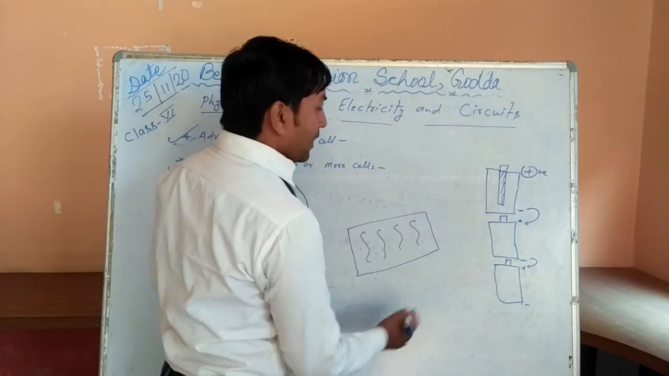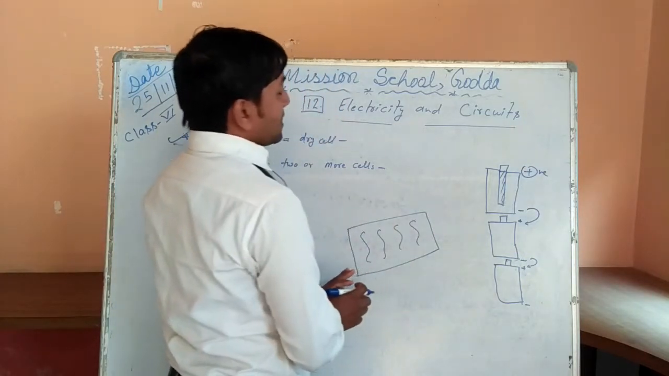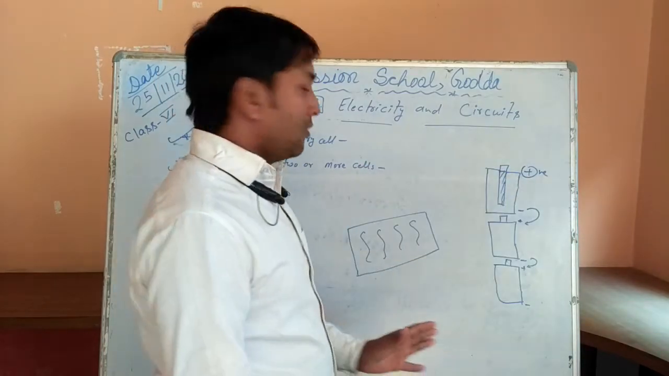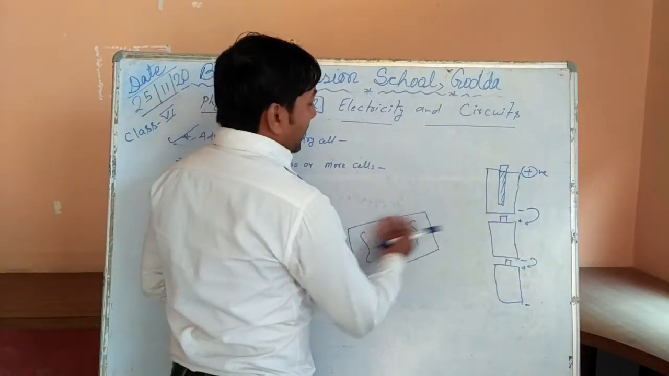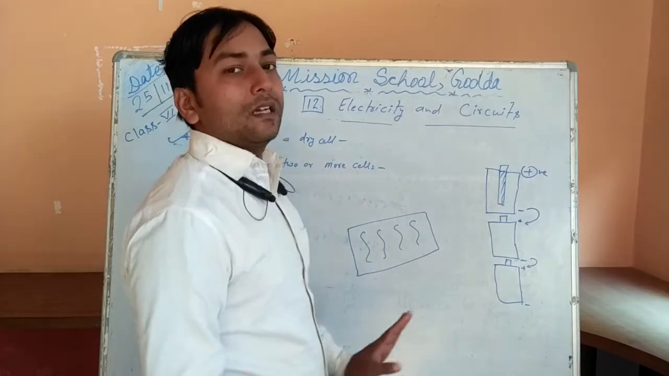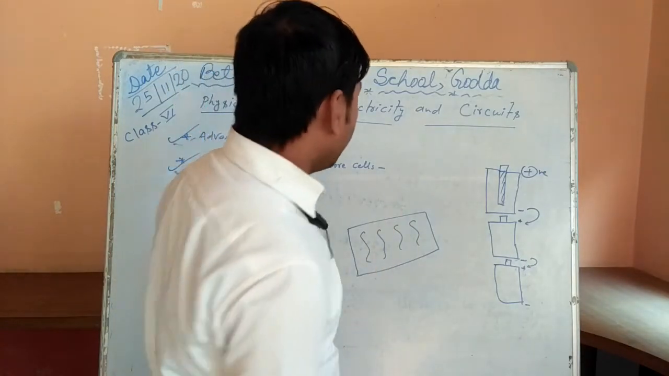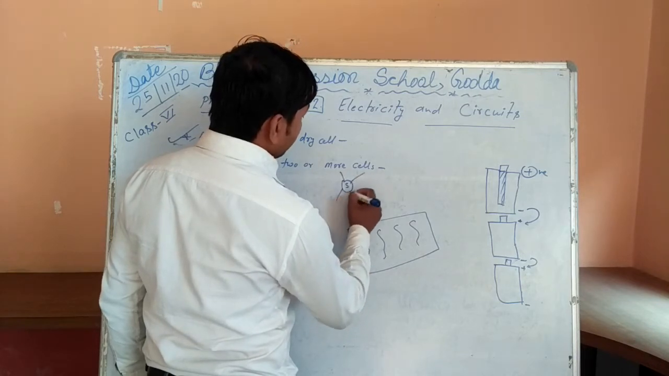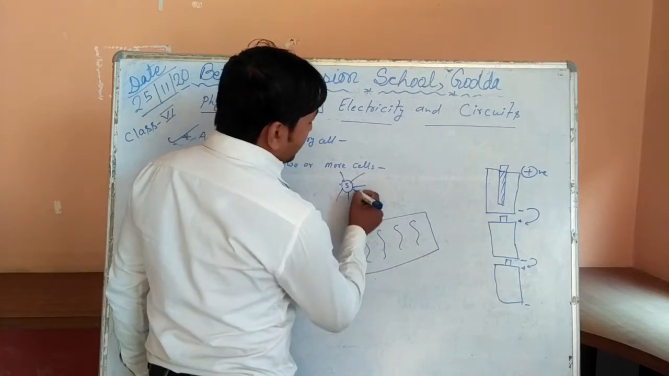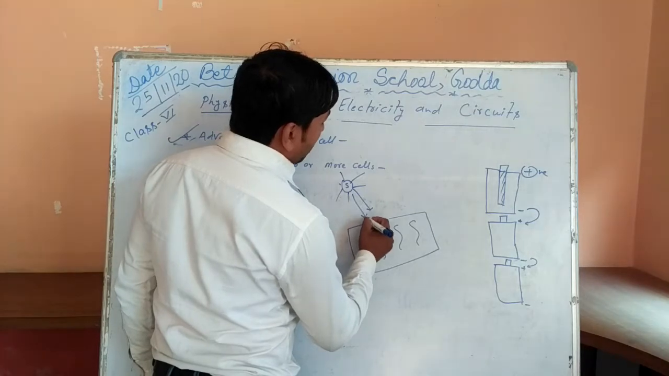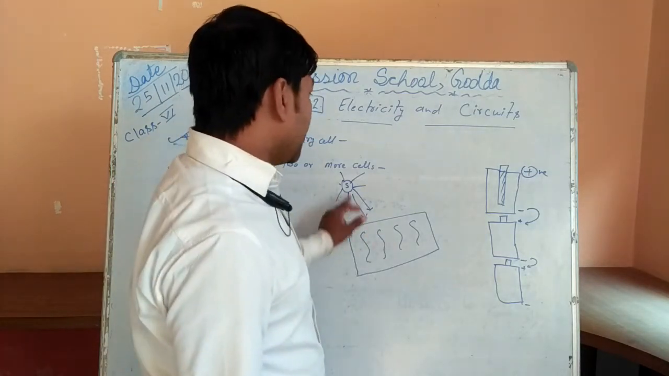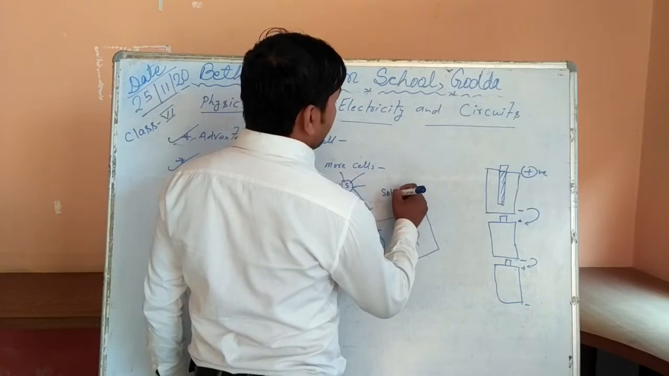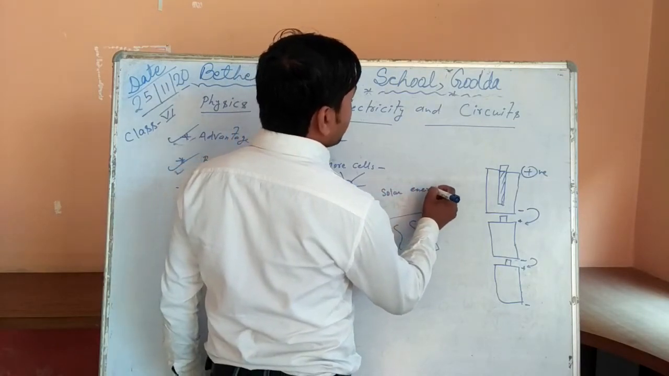These are the silicon wires, and all this equipment is put in a box. The upper layer is made of glass. And when sunlight falls on the solar panel, sunlight from the sun, that is the solar energy. What is solar energy?